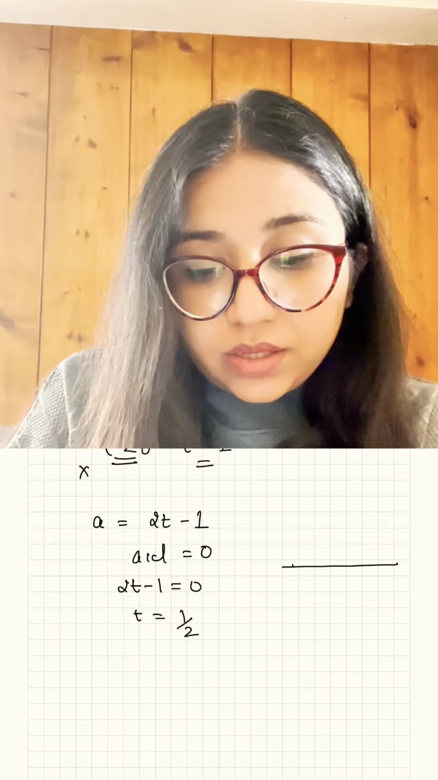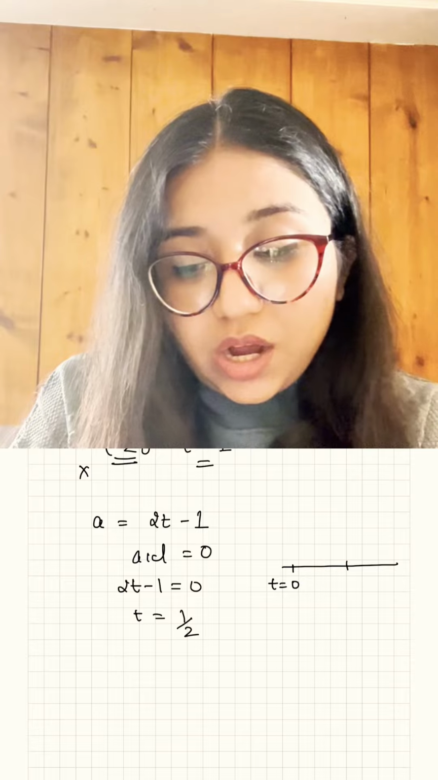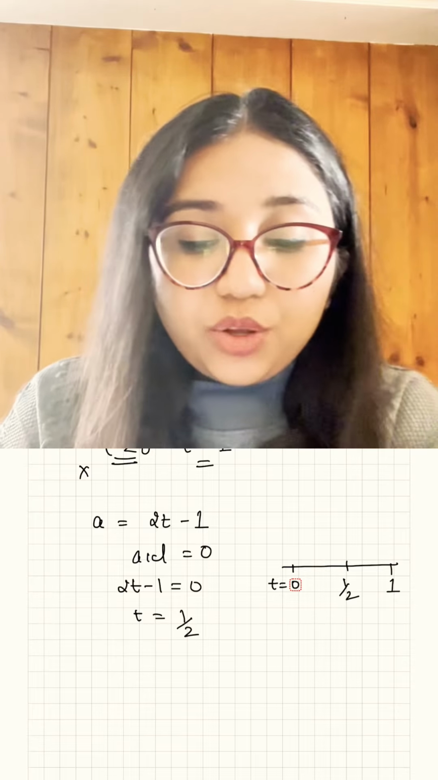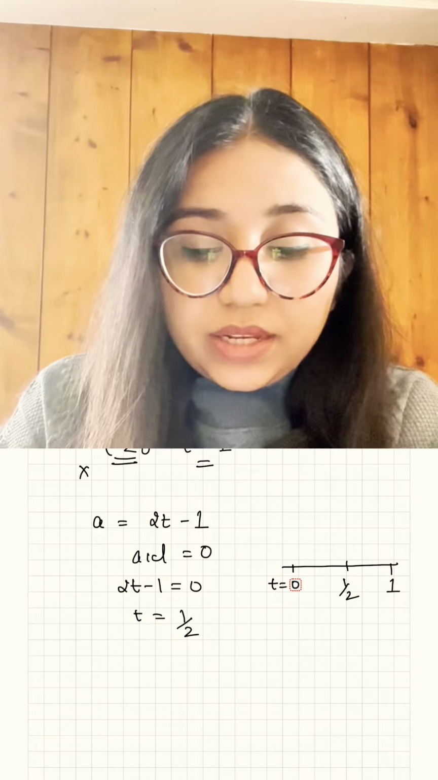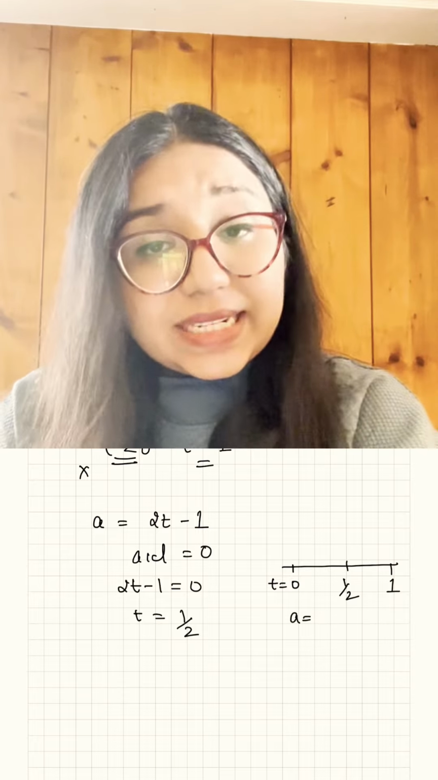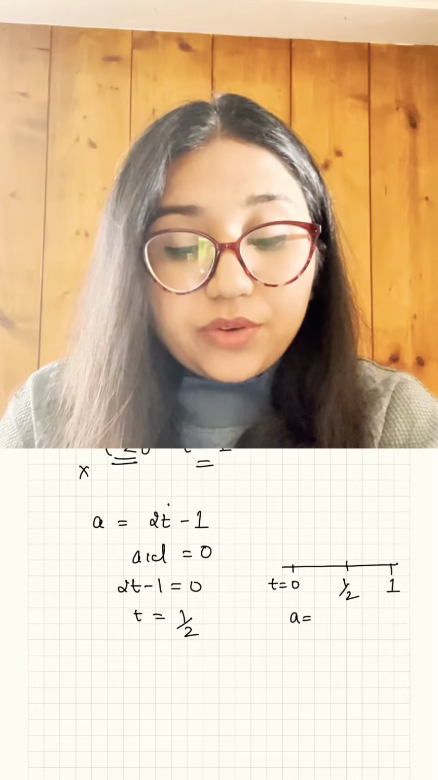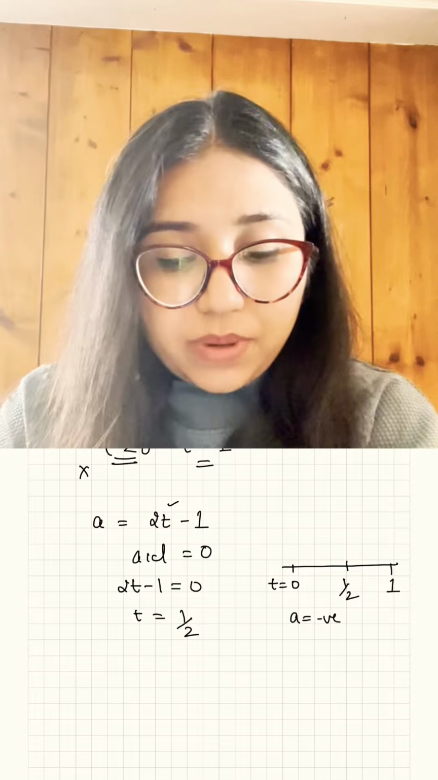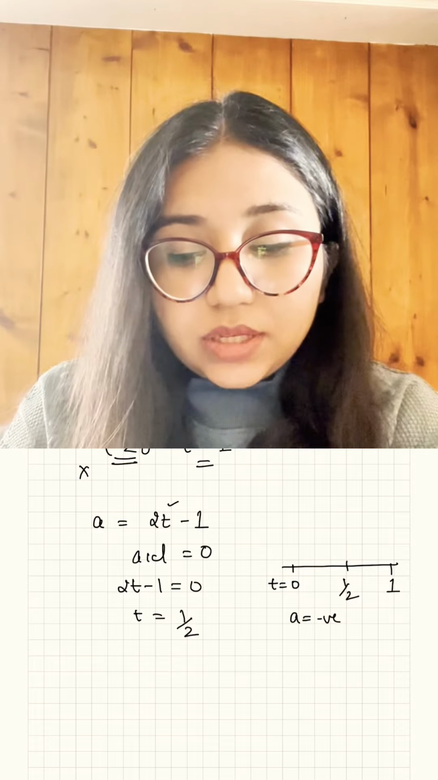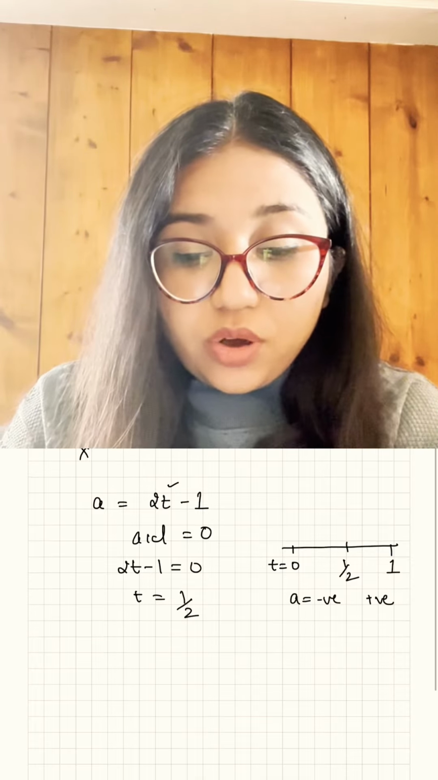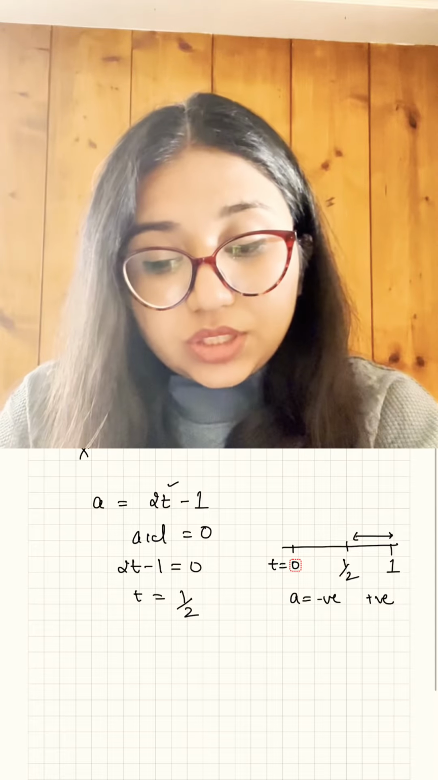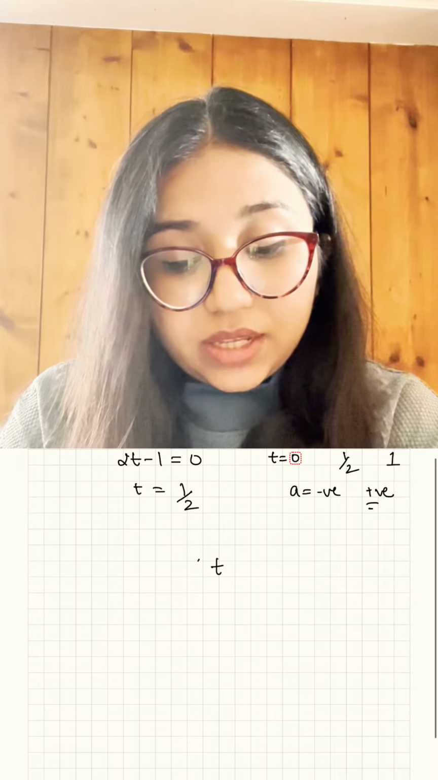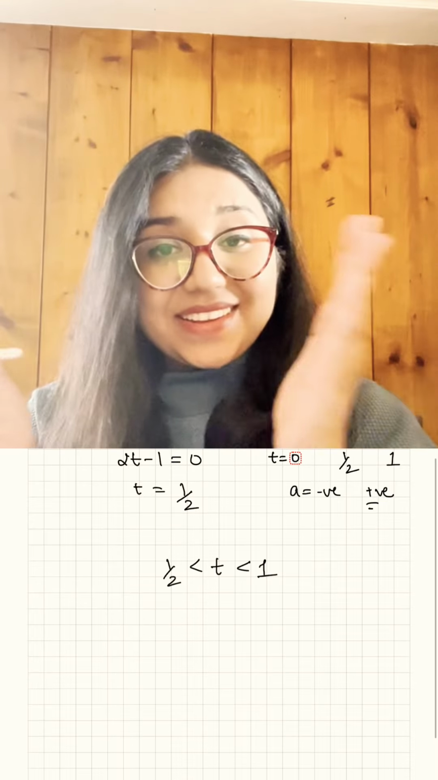So from t equals 0 to half to 1: for 0 to half, if I put any value between 0 and half, let's take 1/4, so if you put t as 1/4, it's half minus 1, it becomes negative. And from half to 1, let's put 3/4, and for 3/4 it is positive. So for half to 1, acceleration is positive but velocity is negative. For that time interval, greater than half and less than 1, your particle retards.